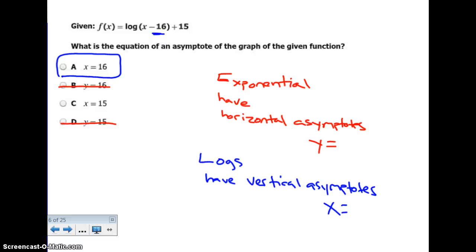The correct answer here is A. If you were to graph this, you would see that the function does not go past where x is equal to 16. Okay, you can imagine a vertical line going through where x is equal to 16. So raise your hand if you have any questions and keep up the good work.